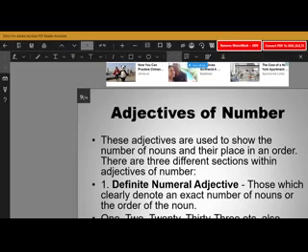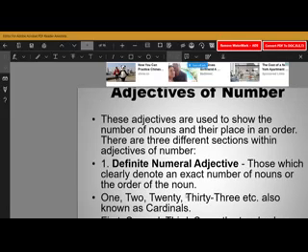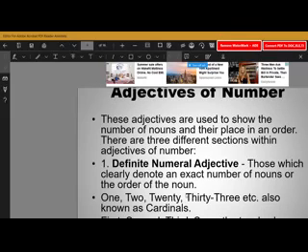Next, come to the adjective of number. These adjectives are used to show the number of nouns and their place in an order. There are 3 different sections of adjectives of number. The first section is definite numerals. These clearly denote an exact number of nouns or the order of the noun. The word definite tells you that whatever is being told is certain. There is no ambiguity mixed with it. 1, 2, 20, 33, whatever. I can say that 10,000 people have come. That 10,000 is an exact number. But if I say many people, there is no exact number.